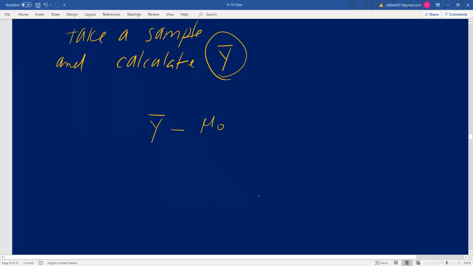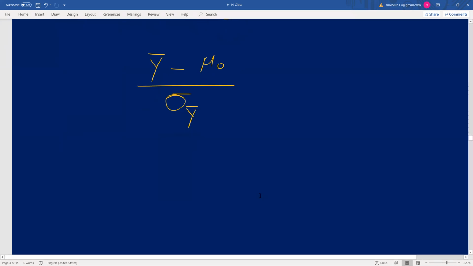But you are seeking the difference in terms of standard deviations. So you are dividing that by the standard deviation of y bar. And this is what we call the test statistic.